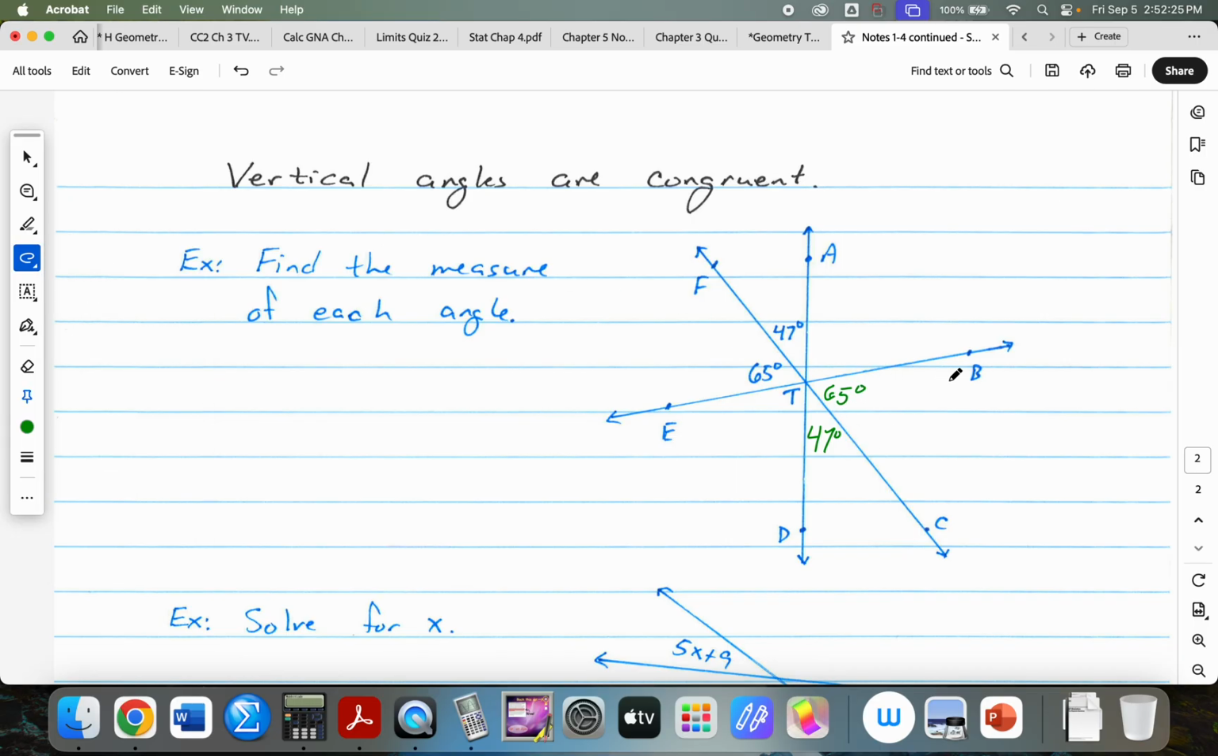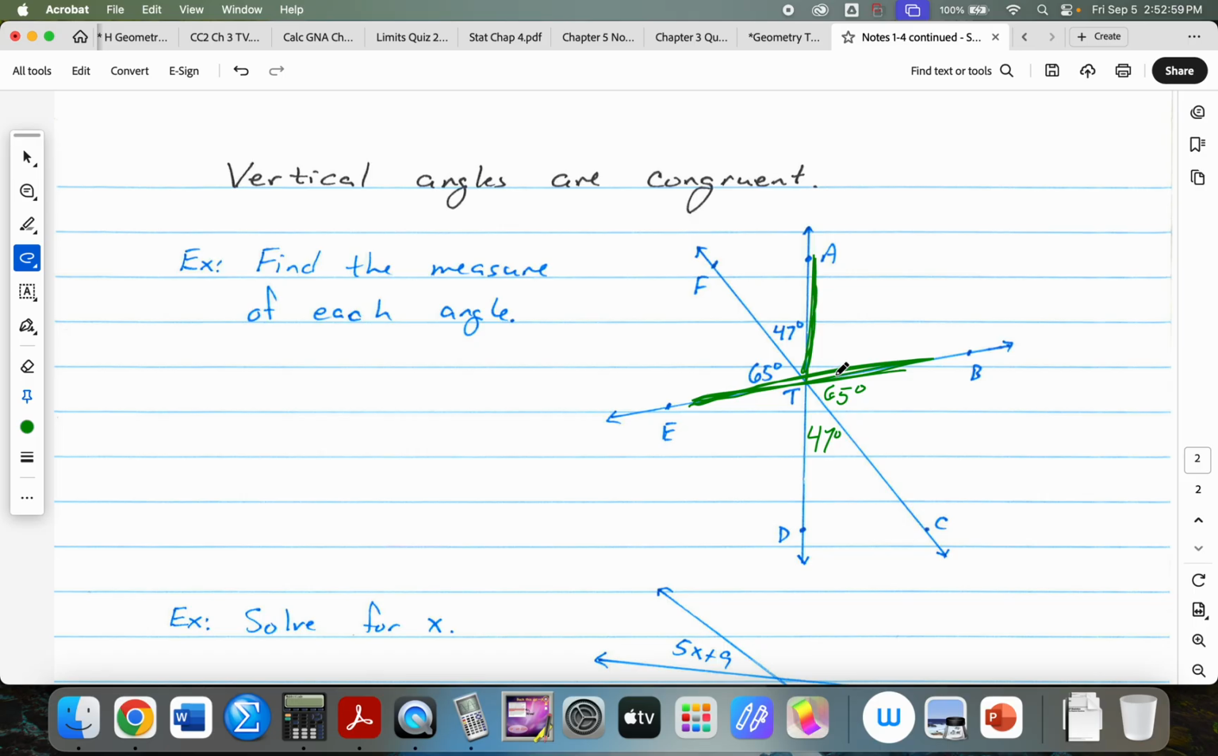I have an answer to the problem, to find ATB. Okay, tell me how you would find ATB. You would subtract 65 from 180. No. Good try. Okay, so we want a linear pair, right? So we need a line, like this line, and a ray coming off of that line. That's how you make a linear pair.